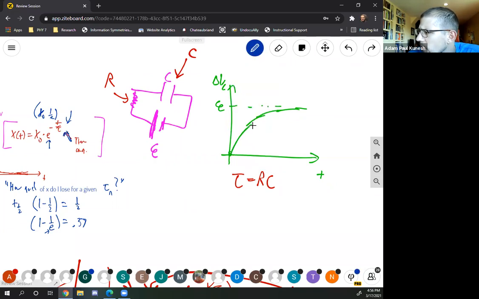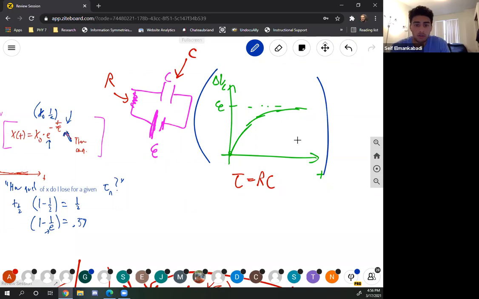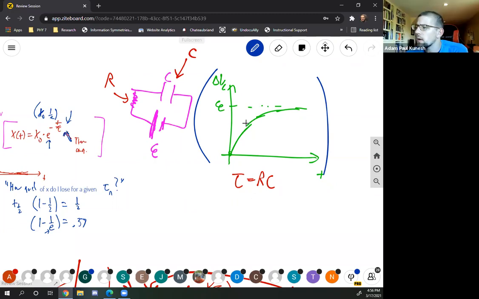Let's see, what else? Go for it, question? I just had a quick question. So for the R in tau, is it R equivalent or just one R, or like what is it? So yeah, it is the equivalent resistance of whatever is standing between the voltage source and the capacitor.